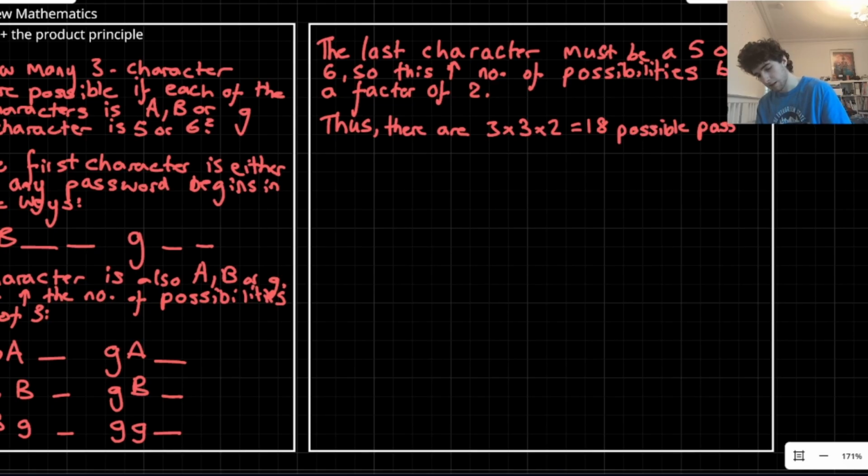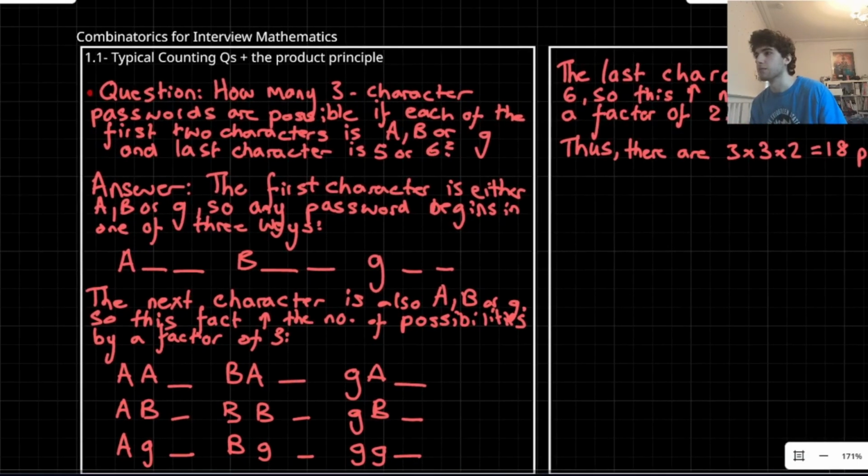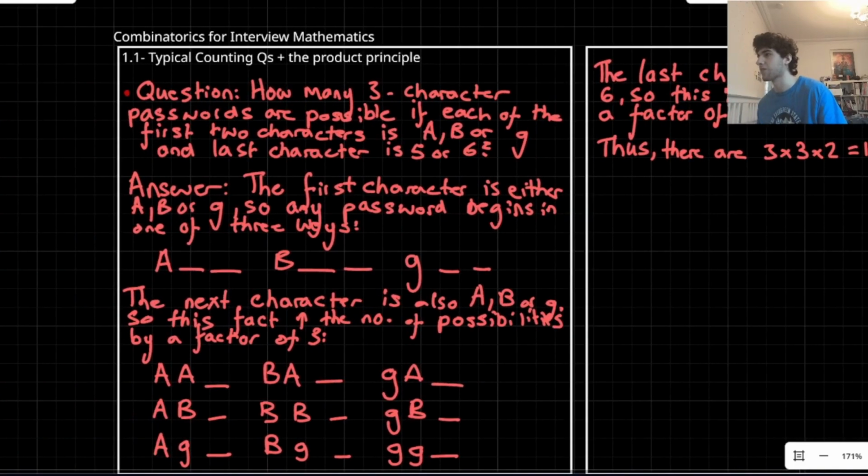Okay, not that many, but we obviously don't have much choice for the characters, so that's why there's not that many. But you could easily generalize this question, right? And say, instead of just having capital A, capital B, or lowercase g as the first 2 characters, I could have any of the entire alphabet. Let's just suppose it's in uppercase. Then I have 26 options, right?